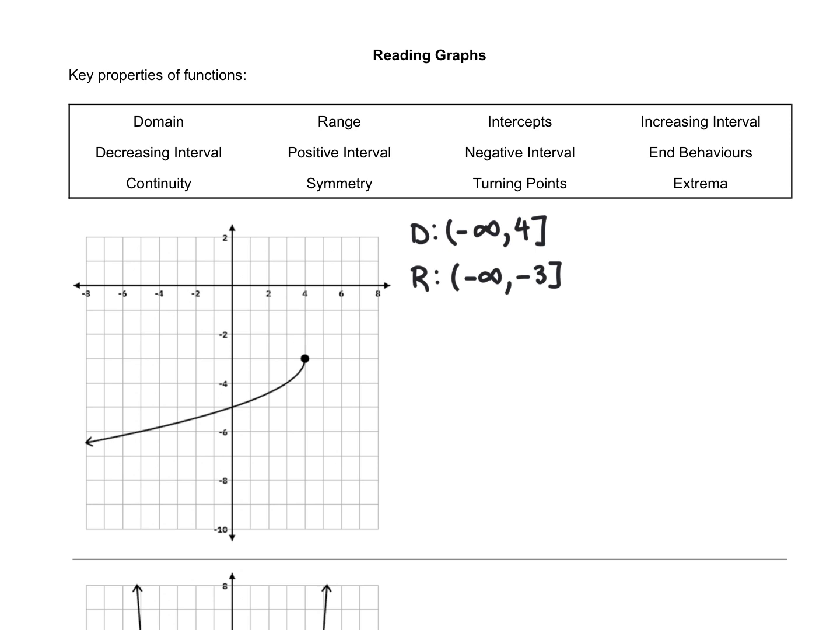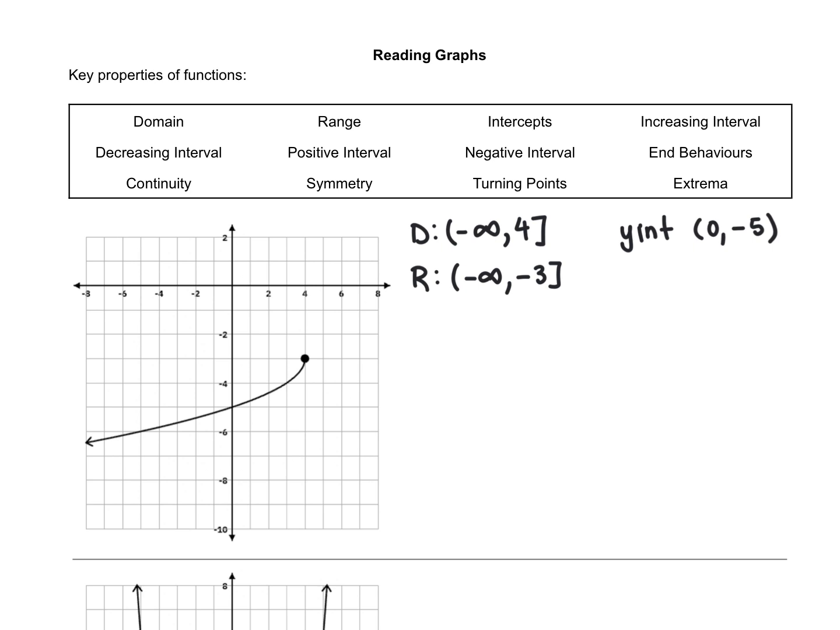Next, we're going on to our intercepts. We don't have any x-intercepts, as we can see here, no points on the x-axis. However, we do have a y-intercept at negative 5. So we can label that as 0, negative 5.